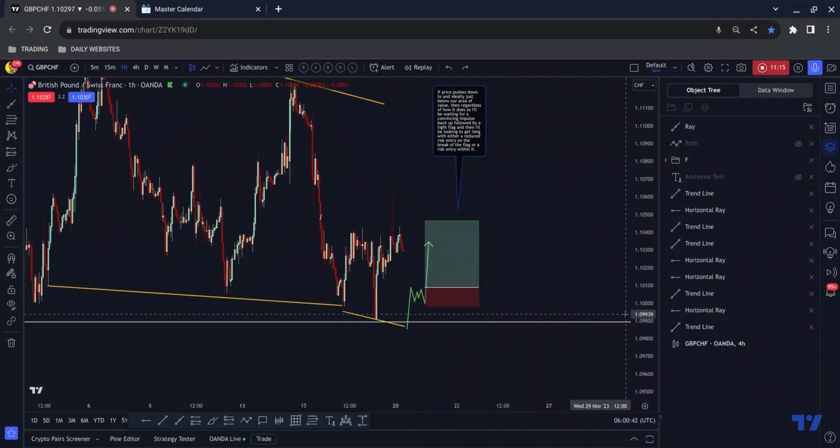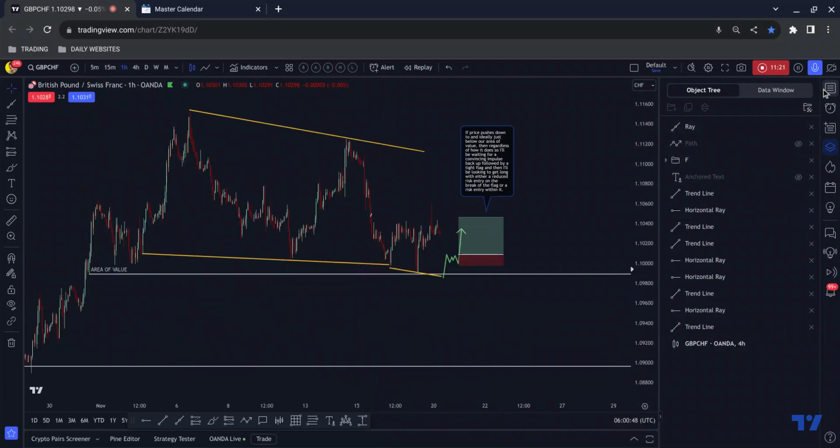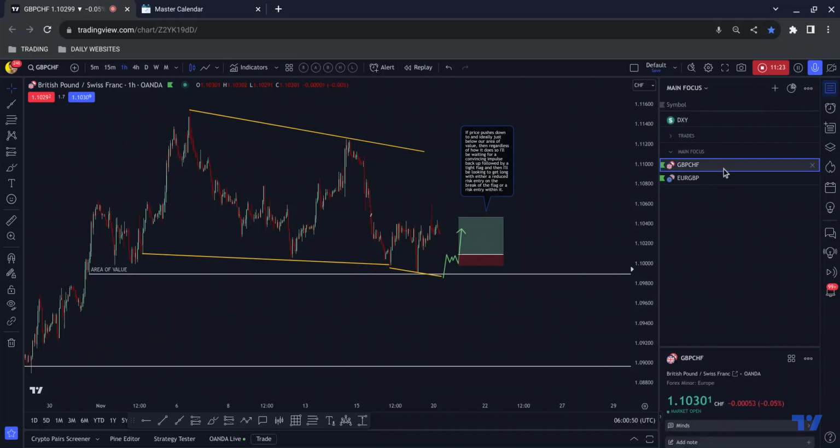If that alert, which I have there, does not trigger, I will not be looking to place a trade on this pair. Okay, so that is pound Swiss. So let's move on to euro pound.